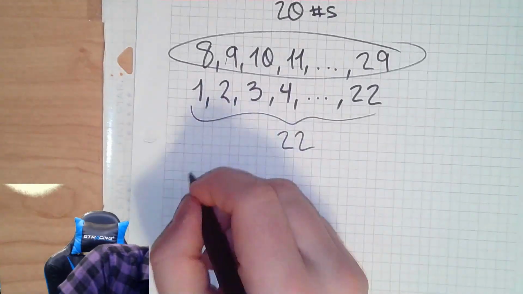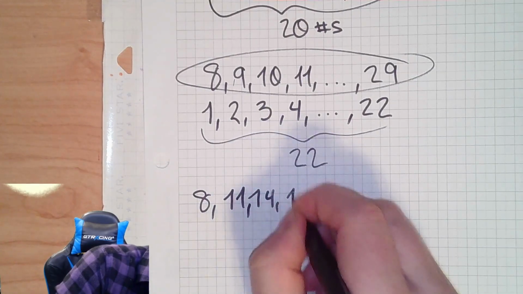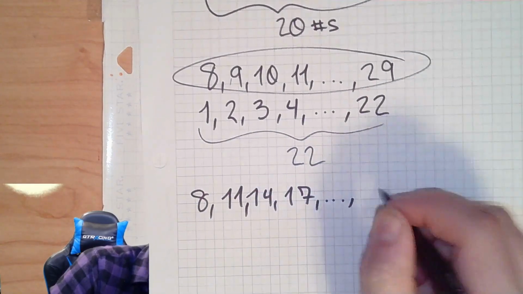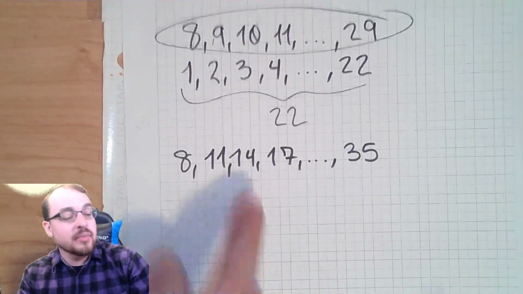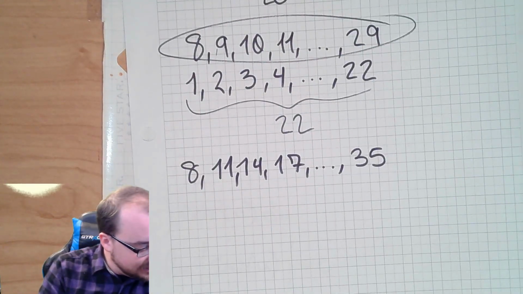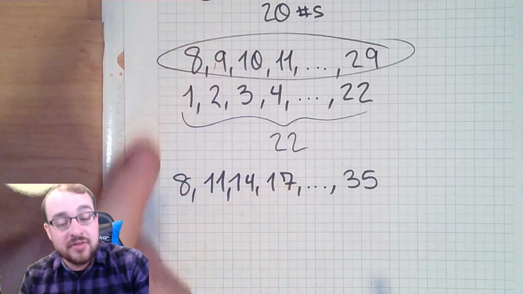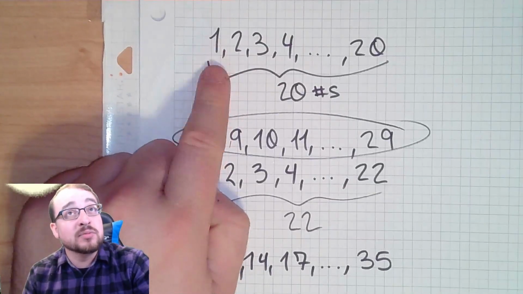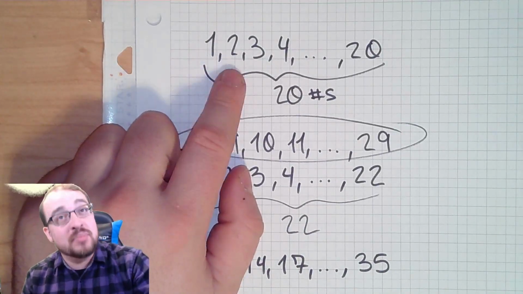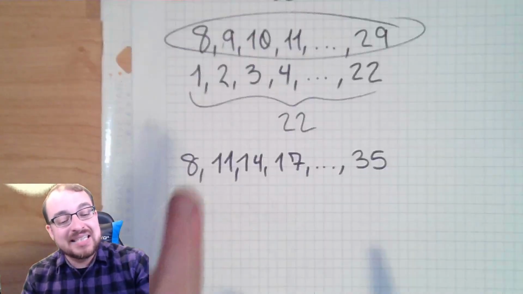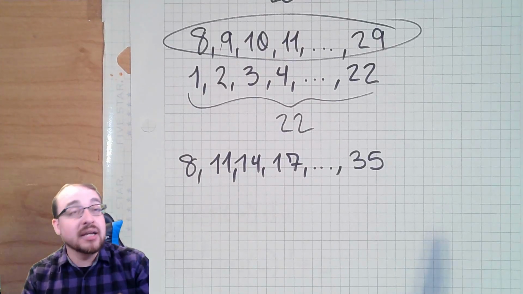Making it a little more difficult, starting on 8, but not going up by 1: 8, 11, 14, 17, all the way up to 35. So if we continue our pattern, we see that we're going up by 3. Ideally, what we want to do is have this list look like this, because this list is easy. What's easy about it? It starts at 1 and it goes up by 1. So first off, this doesn't go up by 1, so the first thing we want to change is to make it go up by 1.